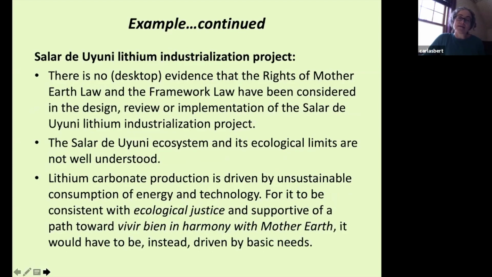Then I looked at the actual mining project. It's a very large project with a lot of hopes, because the hope is that it's not just going to be an extractive project, but it's also going to be one in which Bolivia is going to develop the actual batteries, not just extract the lithium, but actually industrialize the minerals. And so they frame it as this transition towards BB2BN.